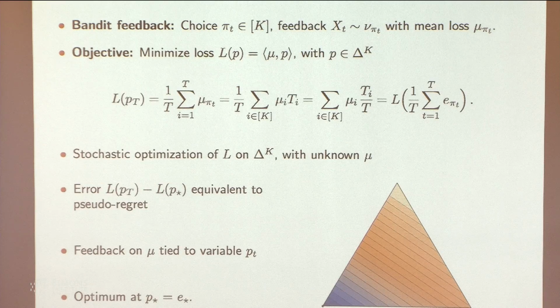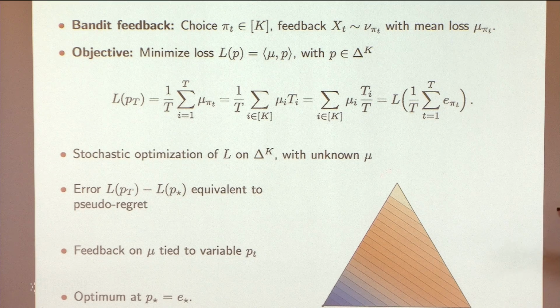Okay? And so you have this picture. The minimum is here. This would be the best arm. You can measure your pseudo regret. This would be equivalent to an optimization error in this case. And the important thing is that the feedback that you get on the unknown mu is tied to this variable p_t. So it's not like in stochastic optimization in general, where maybe you get independent gradients at every step, independent information on the whole vector mu.